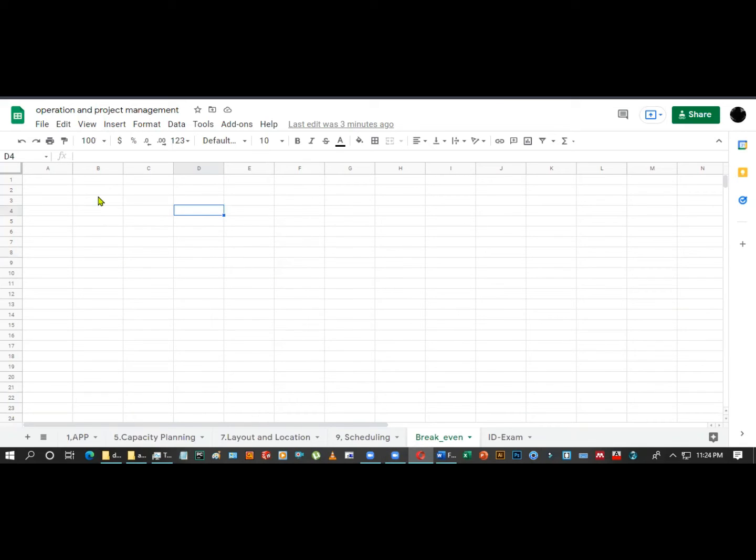So first, in order to determine the break-even unit, we need to have a fixed cost, which we can indicate as F. F is fixed cost per unit time, and we need to have the variable cost. Fixed cost is always fixed in a certain time interval.